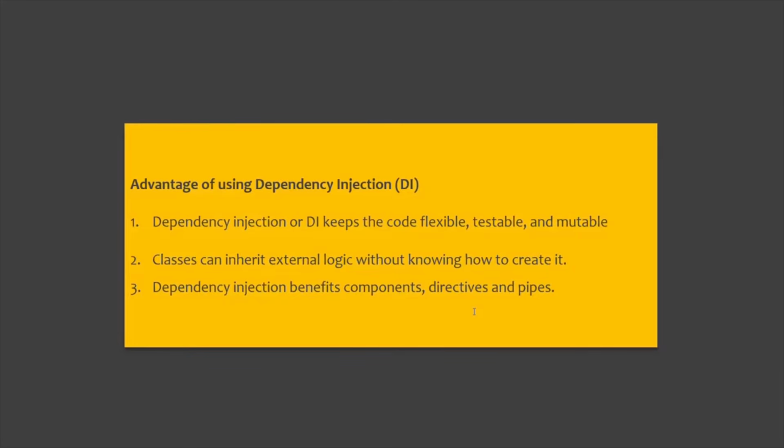And with dependency injection, we just learned that classes can inherit external logic without knowing how to create it. Right? In our component class, we were not creating an instance of subscribe service, but still we were able to use the on subscribe clicked method of that subscribe service. So there we were able to use the logic of the subscribe service class without creating an instance of subscribe service. And in this way, dependency injection benefits components, directives, and pipes in Angular.